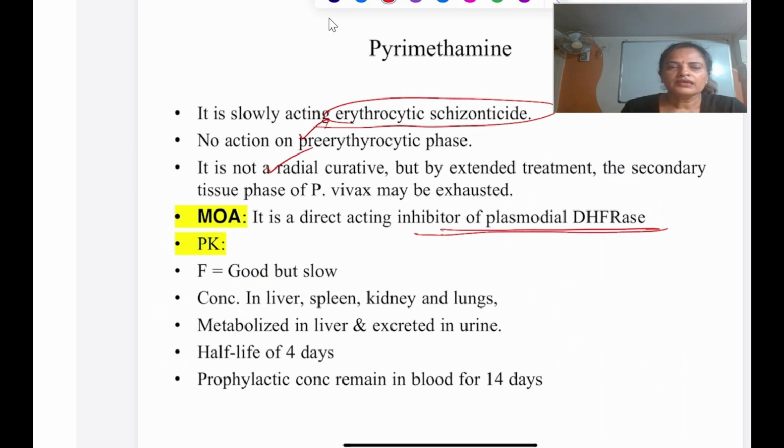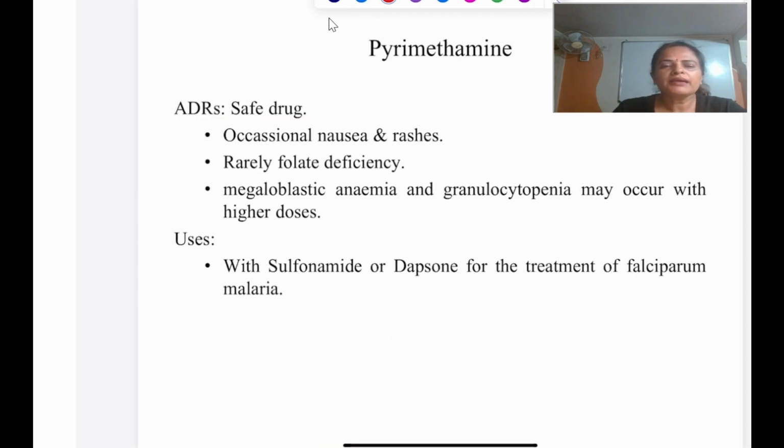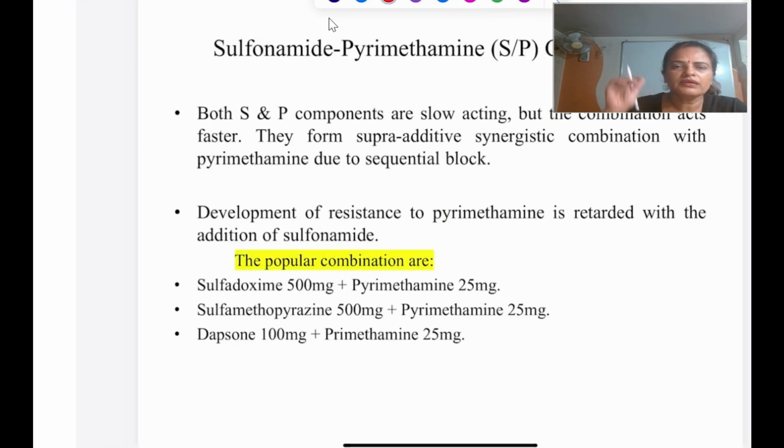Okay? Then it is given by oral route and concentrated in liver, spleen, kidney, lungs, metabolized in the liver, excreted in the urine with a half-life of 4 days, and prophylactic concentration remains for 14 days. Pyrimethamine may rarely cause folate deficiency or megaloblastic anemia, and granulocytopenia may occur with a high dose. Usually we give it along with a sulfonamide or dapsone. We never give this alone. We always give it in a combination.